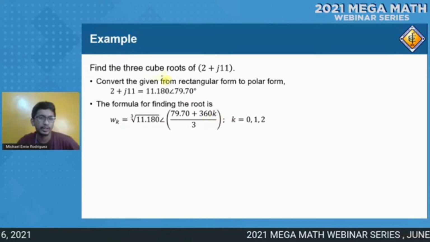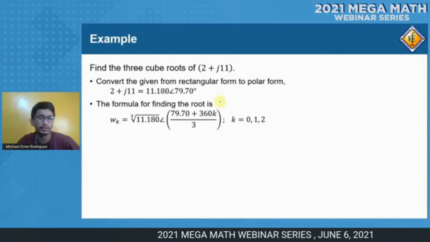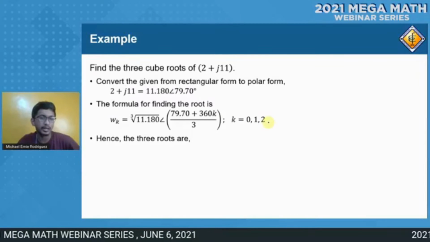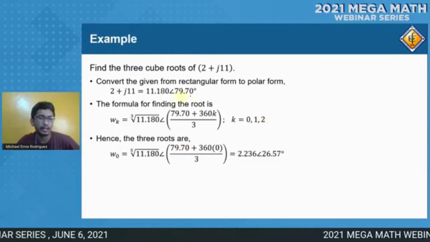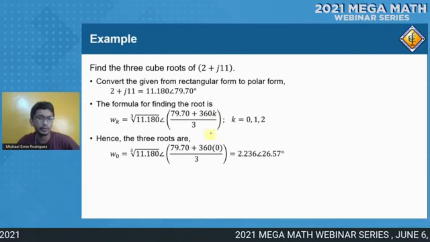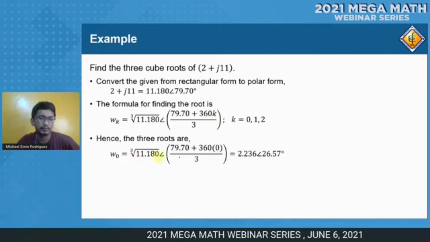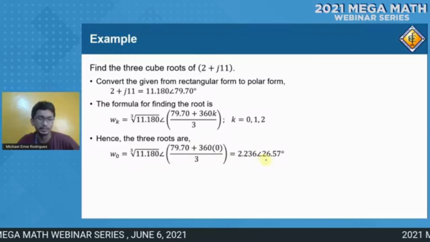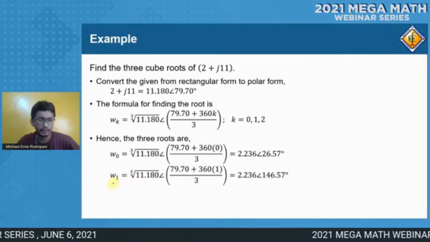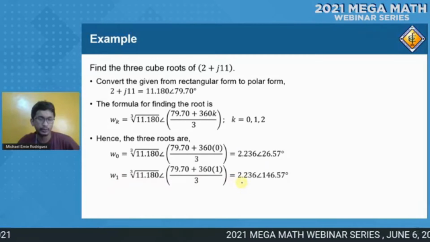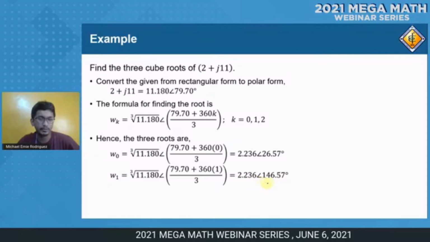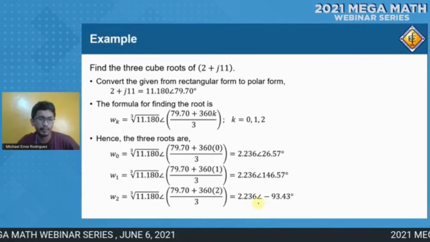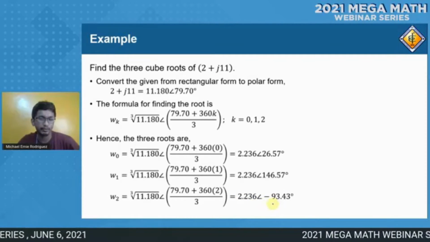So this is cube root, diba? So we have 3 roots. So your k is 0, 1, up to 2. And then hence, the 3 roots are as follows. So substitute lang natin, and then solve natin using the calculator. So we have 2.236 bar angle 26.57, and then W1, the second root, is 2.236 bar angle 146.57, and the third root is 2.236 bar angle negative 93.43 degrees.